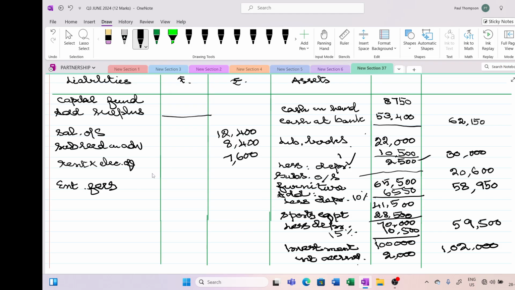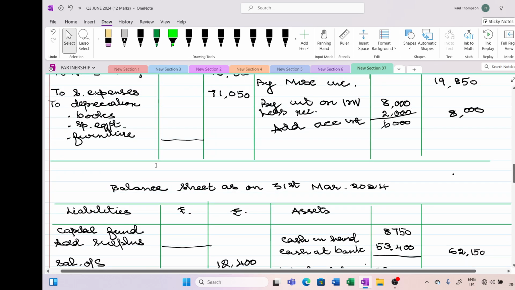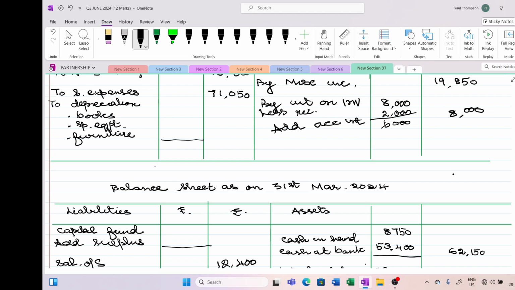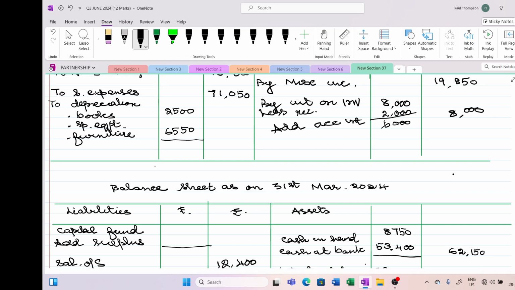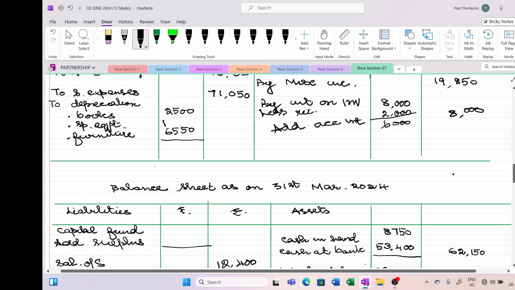Now all these depreciation should go to our income and expenditure account. Okay, so depreciation of books 2,500, furniture 6,550, and the sports equipment was 10,500. I hope so. Yes, 10,500. So the total depreciation comes to 19,550.